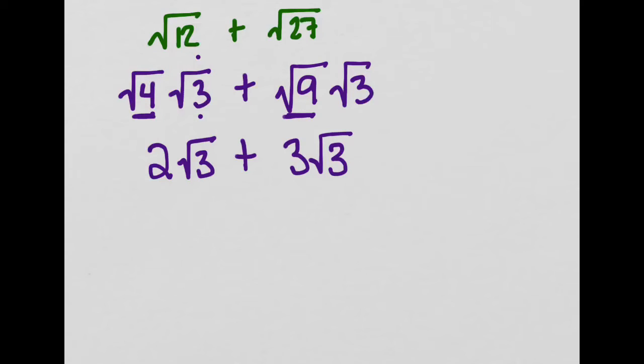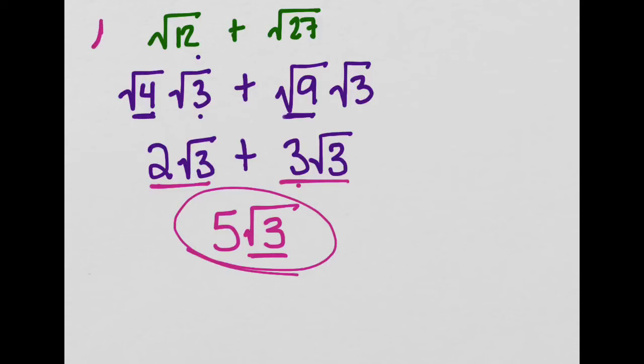Now I'm looking at what we were just doing, where I have like terms, and I'm going to work with the coefficients. So 2 plus 3 is 5 times the square root of 3. I keep that as a radical. It does not change. It just becomes a like term that I can combine. And that's my simplified version of this right here.